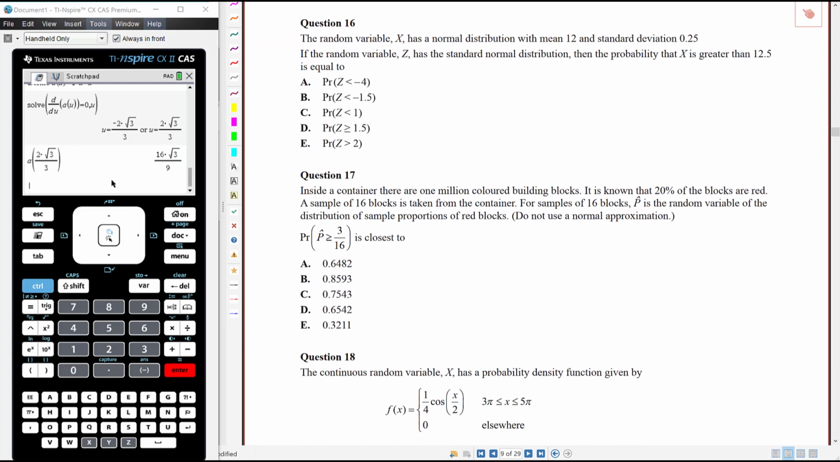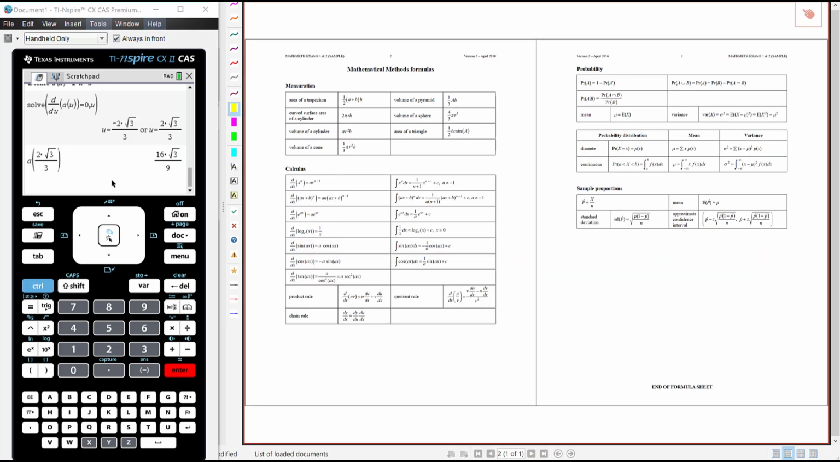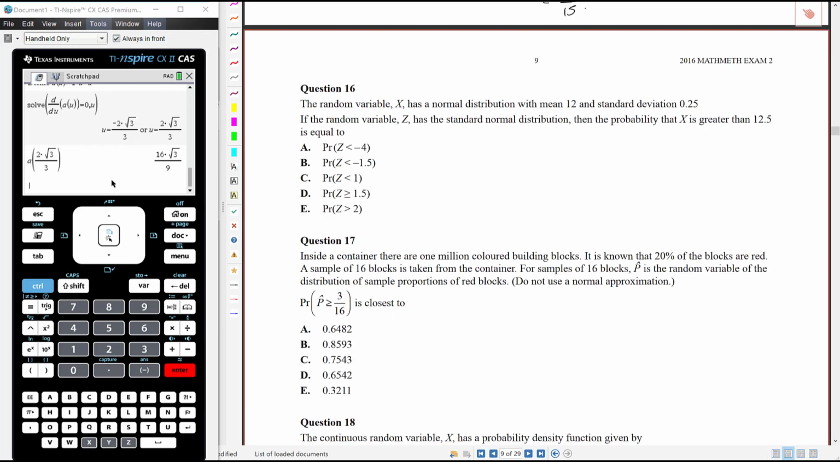Okay, question 16. The random variable x has a normal distribution with a mean of 12 and a standard deviation of 0.25. If the random variable z has the standard normal distribution, so that is a mean of 0 and a standard deviation of 1, then the probability that x is greater than 12.5 is equal to. Okay, so we need to know how to standardize. The rule for standardizing isn't on the formula sheet.